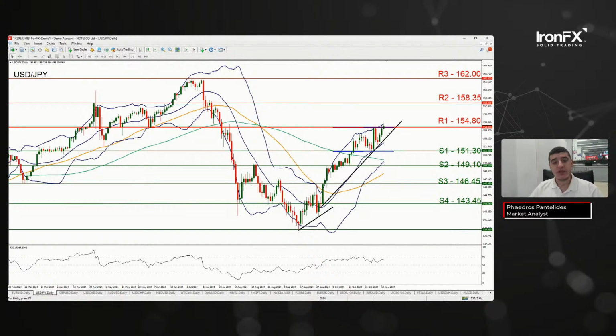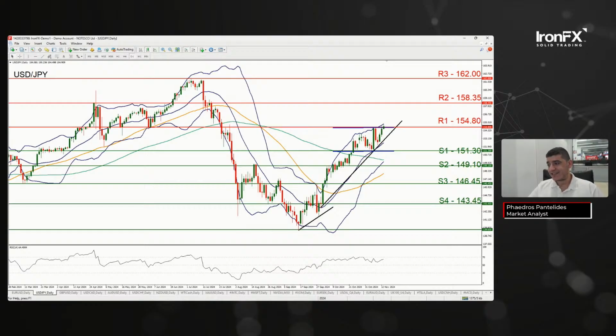Same reason as for the euro against the US dollar. The dollar, we are expecting it to strengthen, which in turn could lead to upwards pressures on the USD against the JPY. If it does break above that R1 level, so if the daily candlestick closes above R1, the next target for the bulls could be at 158.35.